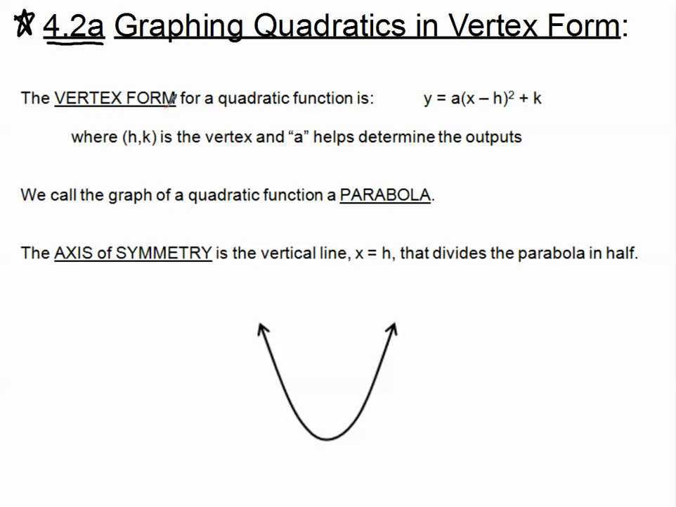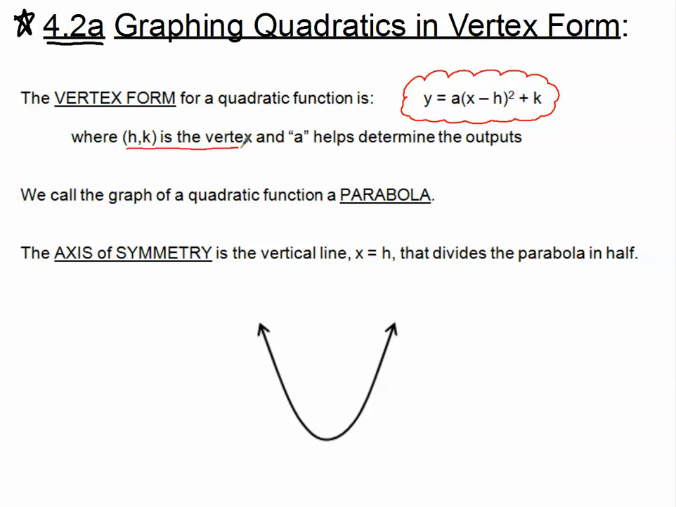The vertex form for a quadratic function is the equation that we've already been dealing with in our previous chapter when we were graphing our parent functions. Y equals a times our quantity x minus h squared plus k. So this is vertex form. Some people call it HK form. Remember, the squared part of it is the identifier that this is a quadratic.